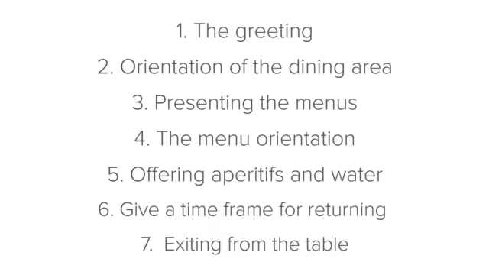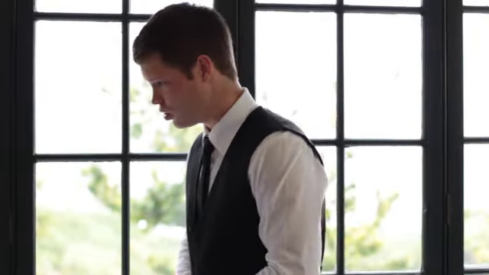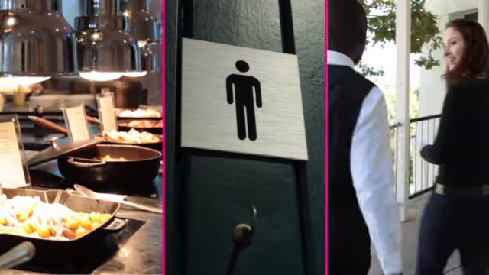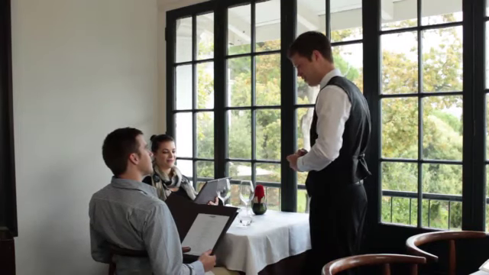Next, let's look at the orientation of the dining area. On the way to the guest's table, or once seated, point out key features of the dining area, such as the buffet table, the restrooms, and the smoking area. This helps the guest feel comfortable in their new space.